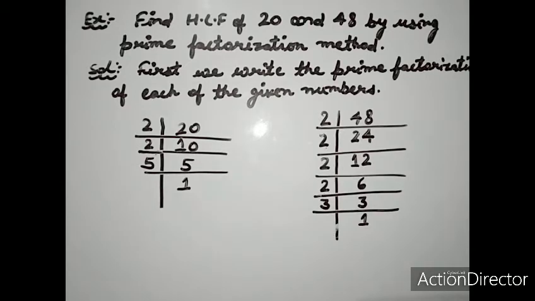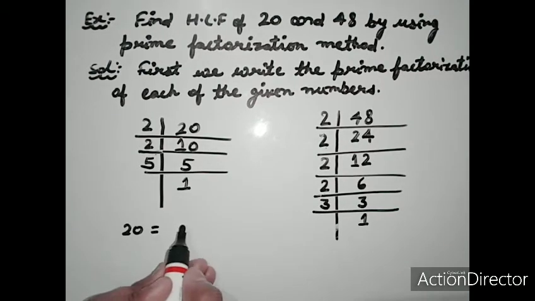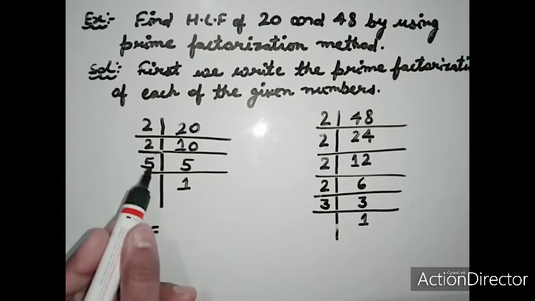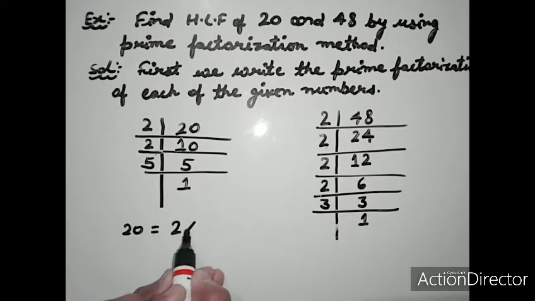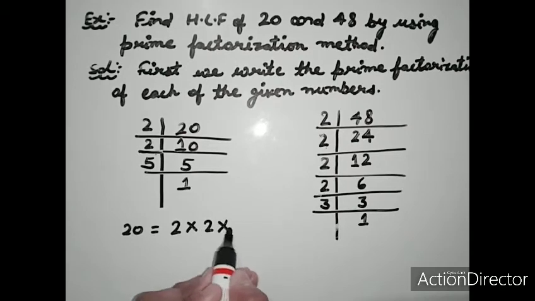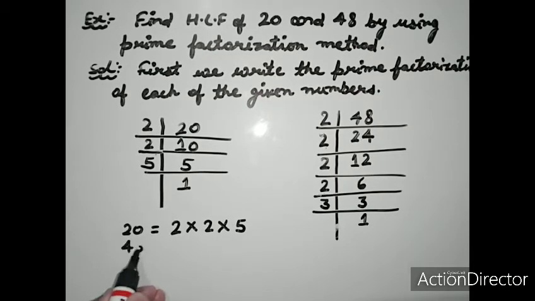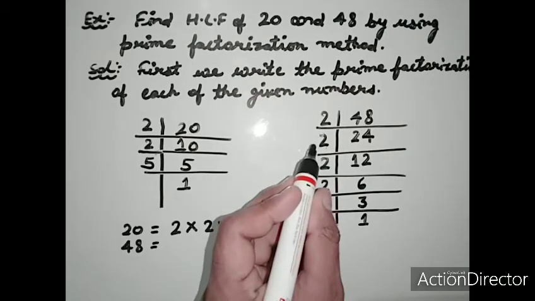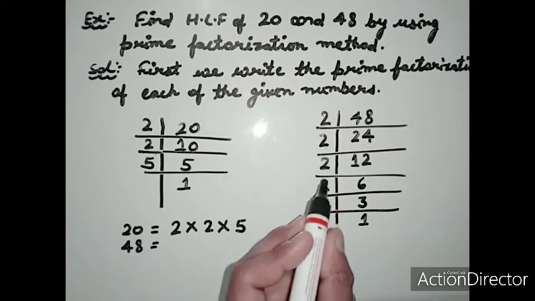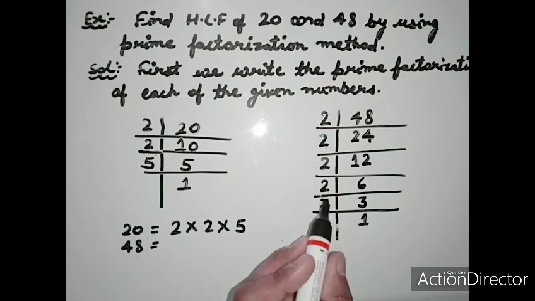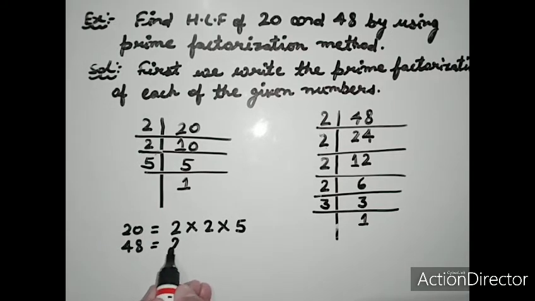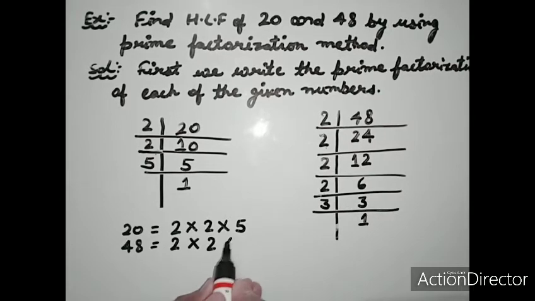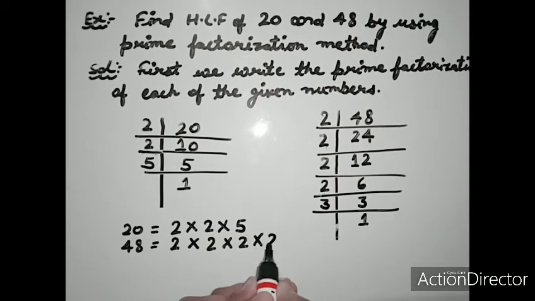Now we write the prime factors of 20 and 48. So 20 is 2 into 2 into 5. So here we write 2 multiply by 2 multiply by 5. Then 48 is 2 multiply by 2 multiply by 2 multiply by 2 multiply by 3.